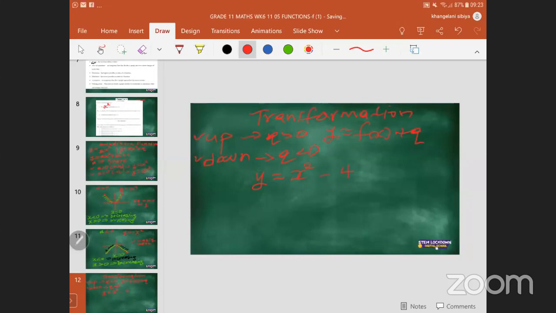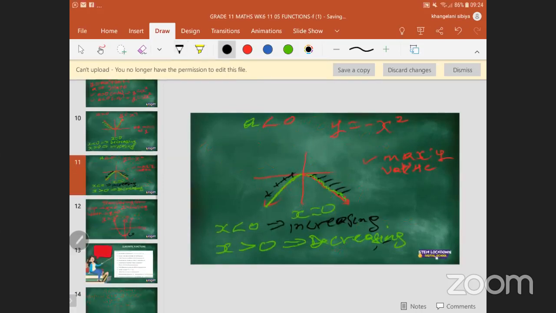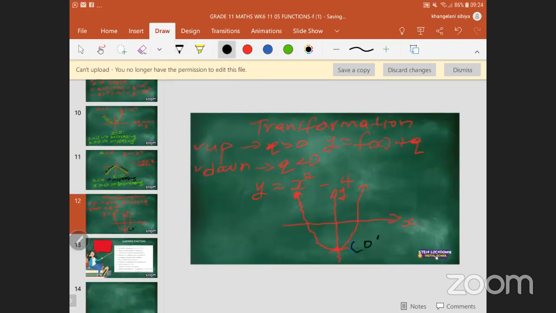So now this means our graph would be something like this. This is a Cartesian plane, so it could be something like this. This is our curve. And we said this is our y-axis, this is our x-axis. That is what Mr. Shabalala said to you. Then, if you look at this one, what is the turning point of this graph? The turning point here is 0 and -4. That is our turning point.